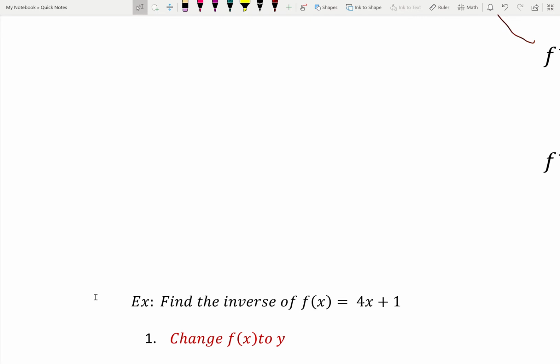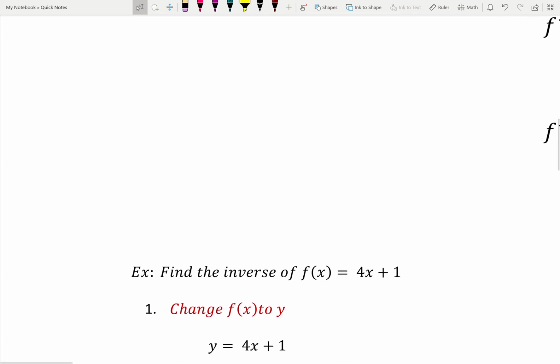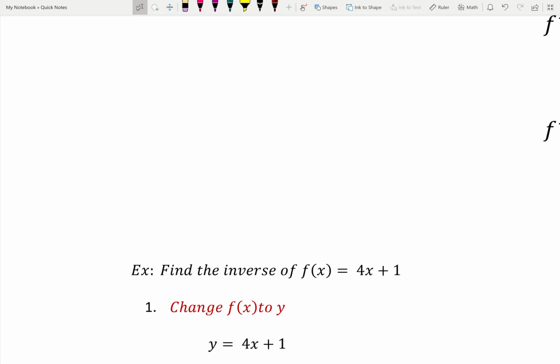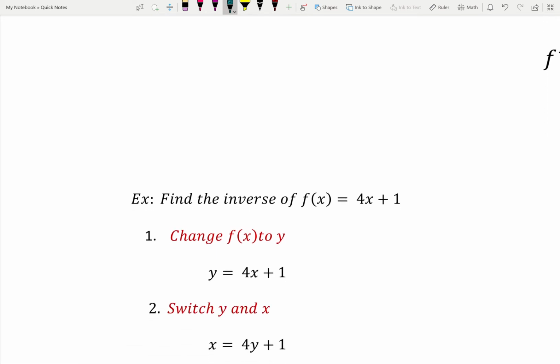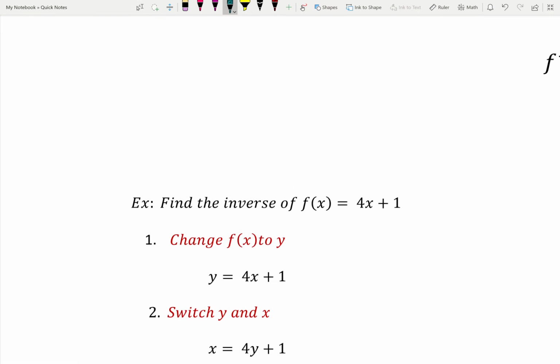So wherever you see f of x in the above statement, just change it to y. So we're left with y equals 4x plus 1. The next thing you want to do is switch your variables. Let's change y to x and x to y.